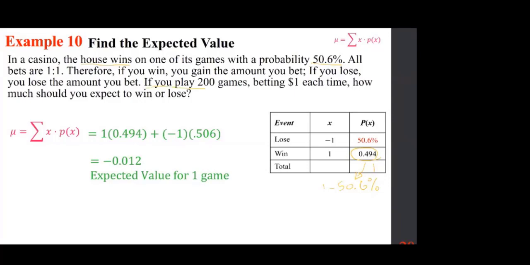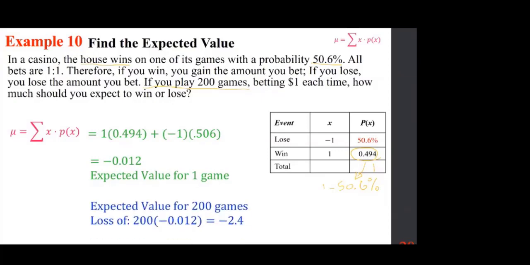What if we did 200 games? We multiply by 200. So the expected value for 200 games would be 200 times the amount we found, which was negative 0.012. So again, for one game, the expected value would be negative 0.012. And for 200 games would be the same thing, times 200, which becomes negative $2.4. This is the dollar amount.